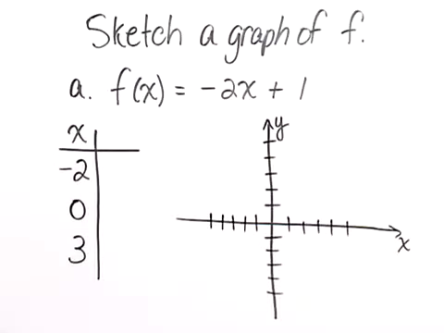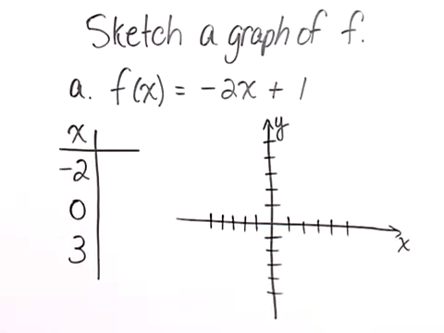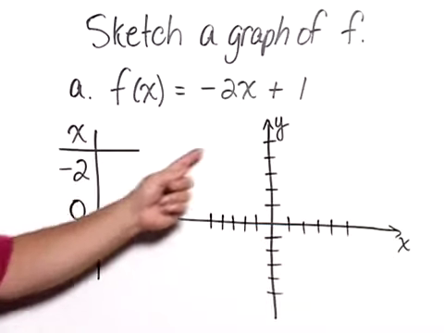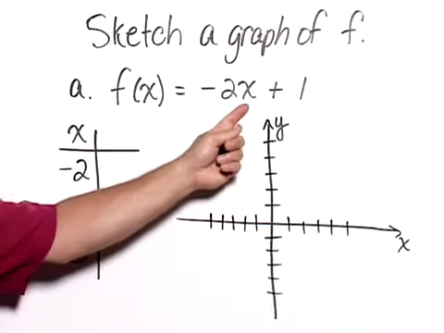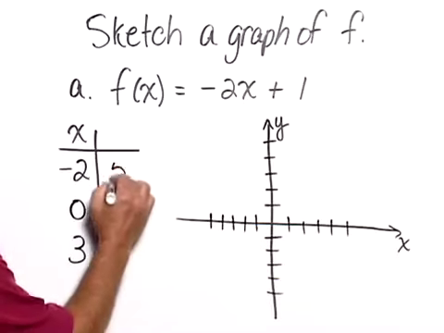Sketch a graph of f. For part A, we have f of x equals negative 2x plus 1. We'll make a table of values, and we'll select 3 points to be able to draw this graph. We're going to substitute negative 2 for x. Negative 2 times negative 2 is positive 4, plus 1 is 5.